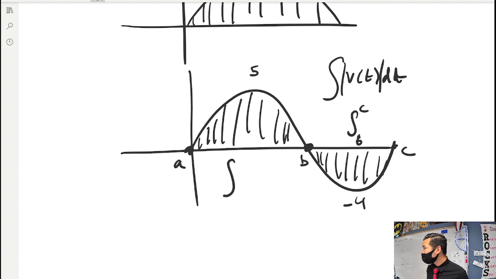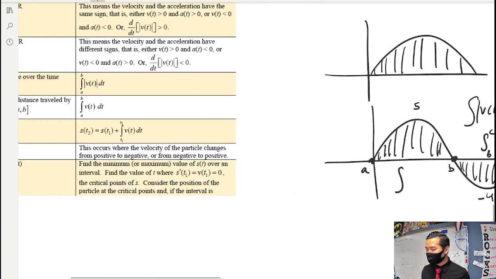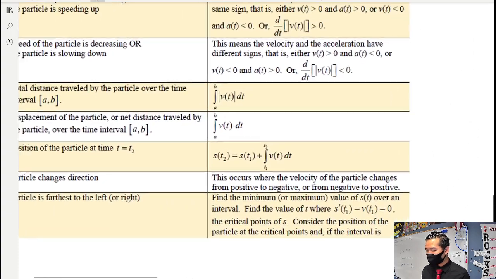Wait, so you added a c. Yeah, those are just random points. But that's the main thing I was trying to get to you from here.